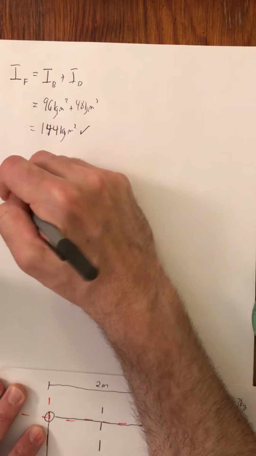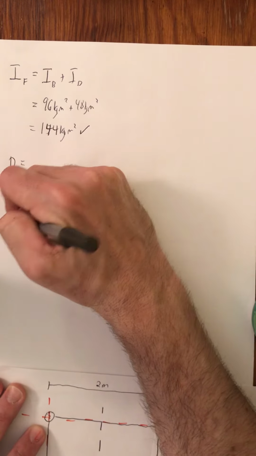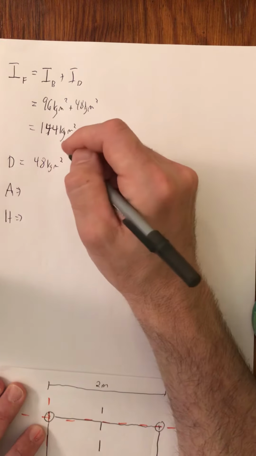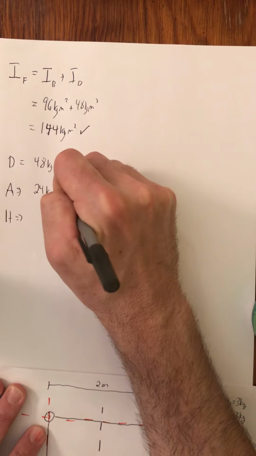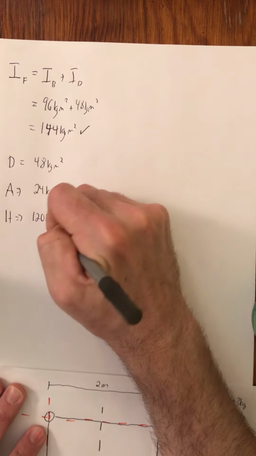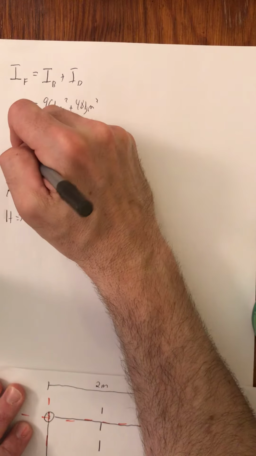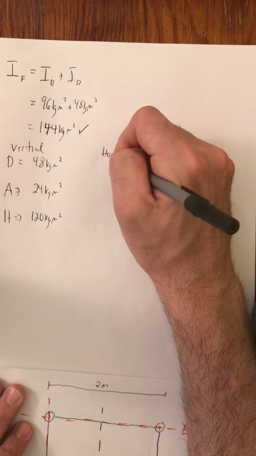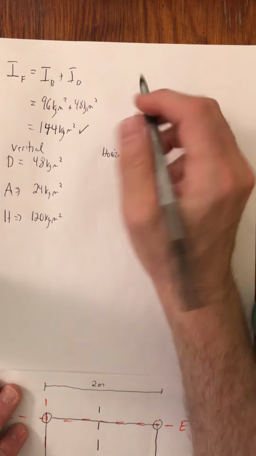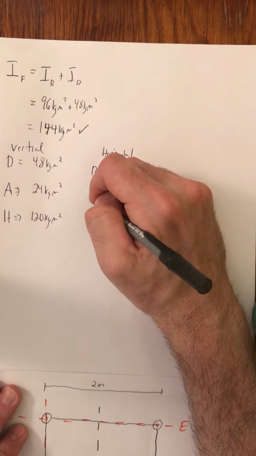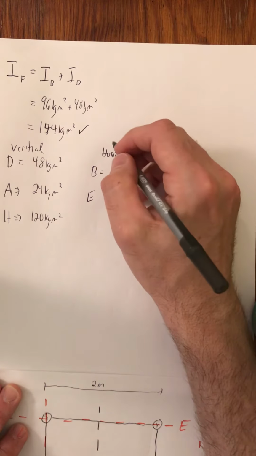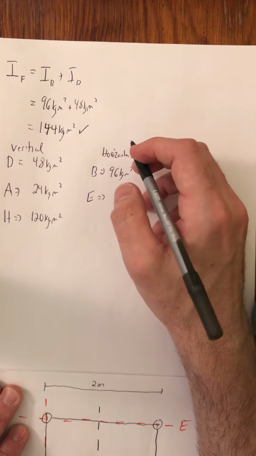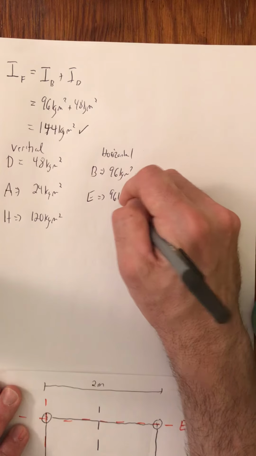D, A, and H. Now, if we look at that, their moments of inertia are: D is 48 kilogram meters squared, A is 24 kilogram meters squared, and H is 120 kilogram meters squared. And those were all of our vertical axes, right? Now let's talk about our horizontal axes. And that would be B and E, we only had the two. So B was 96 kilogram meters squared. E had a moment of inertia of, once again, 96 kilogram meters squared.